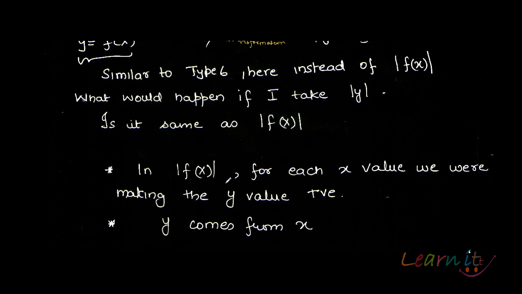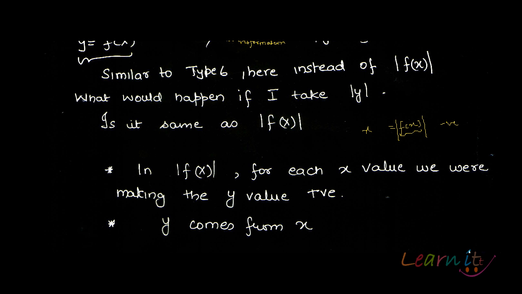Now, in mod f(x), what were we doing? For each x value, we were making the y value positive. Wasn't that so? For each x value, I was getting an f(x). In case f(x) was negative, I was making it positive by taking the modulus. So y comes from x in that. But what is happening to this transformation, mod y?